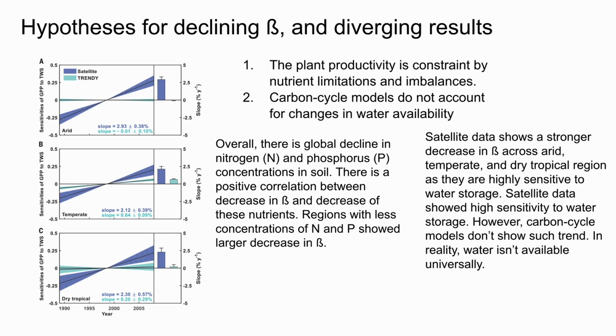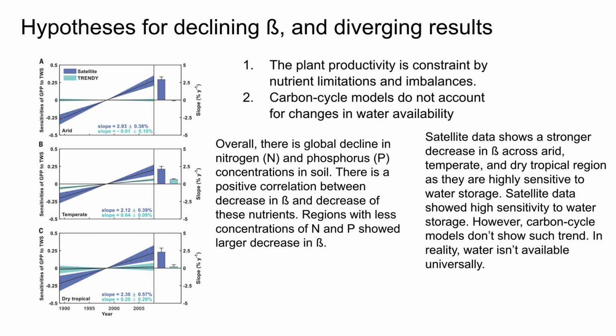There are two main hypotheses for declining beta factor. The first one, the plant productivity is constrained by nutrient limitations and imbalances. It aims to explain the general decrease in beta factor. And the second one is the carbon cycle models do not account for changes in water availability, which explains the divergence of data from satellites and carbon cycle models. Let's talk about the first hypothesis first.